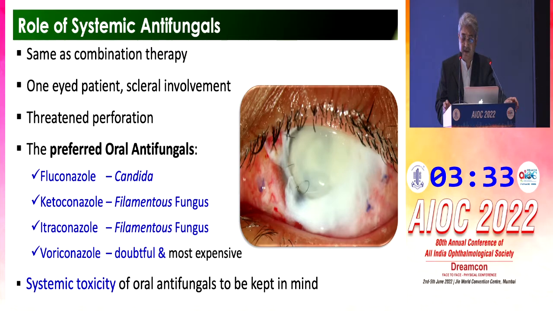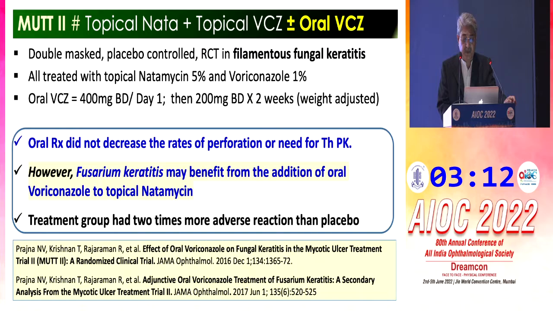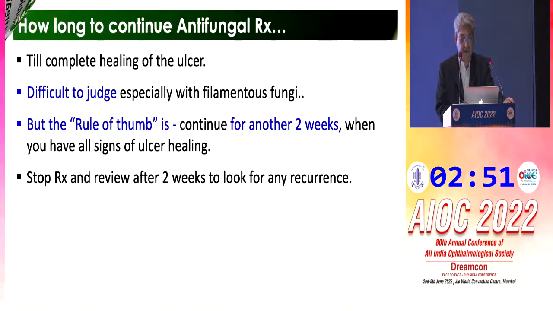There is a role of systemic antifungal where the limbus is involved, in a one-eyed patient, or where the sclera is involved. In case of perforation, you can have oral fluconazole or itraconazole. Voriconazole is doubtful, and it is too toxic and also too expensive. Systemic toxicity of all antifungals should be kept in mind. MAT 2 also showed that there is no beneficial effect if you add oral voriconazole to your treatment, but Fusarium keratitis may benefit from oral voriconazole added to topical. But in the ultimate outcome, there is not much difference.